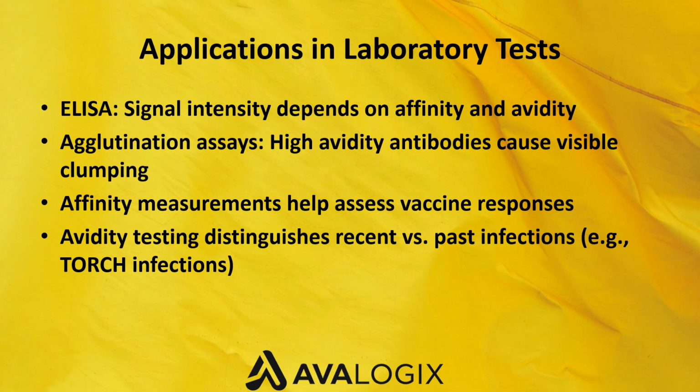Having explored the biological significance of affinity and avidity, let's now turn to how these concepts are applied in laboratory and clinical settings. One widely used method is ELISA, the enzyme-linked immunosorbent assay. In an ELISA, the intensity of the signal depends on how strongly antibodies bind to their antigens. High-affinity antibodies bind more stably, producing stronger signals at lower concentrations.